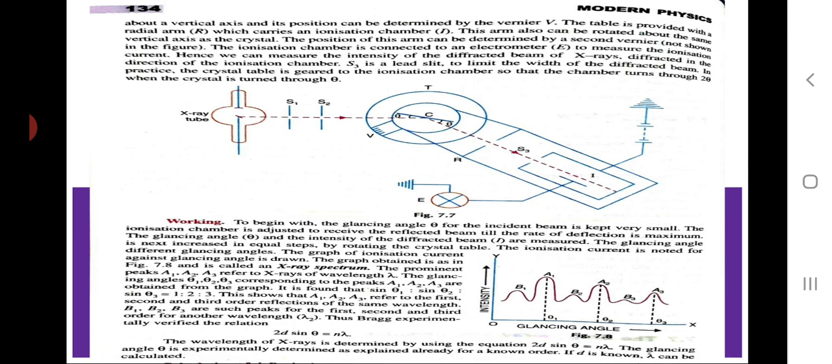The glancing angle theta is experimentally determined as explained already for the known order. If d is known, lambda can be calculated.